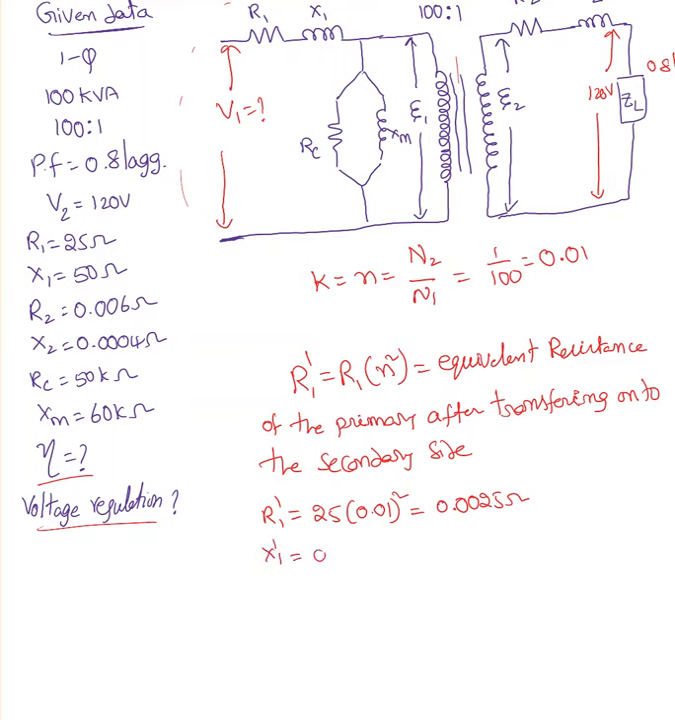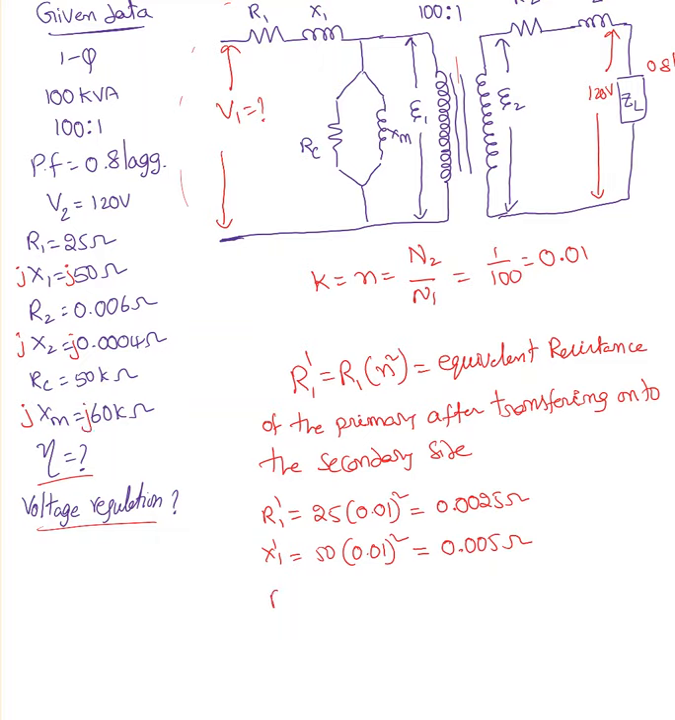Same way we can write X1 prime: 50 times 0.01 squared. X1 prime is the equivalent reactance of the primary after transferring it onto the secondary side. This value is 0.005 ohm. X must be a reactance, so it must have a J term. I'm not showing it here, to avoid confusion. The X term is always an imaginary term.